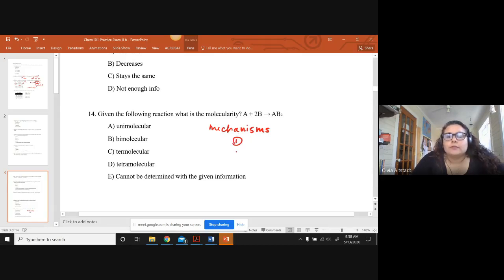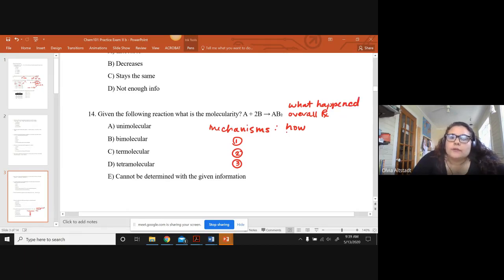So it happens in 1, 2, maybe 3 steps. These are the steps that a reaction will follow until it's done. Now, if you just have the overall reaction, this is a summary of everything that happened from steps 1, 2, 3, 4, however many steps that mechanism has. Okay, this answers how the reaction happened. This is just telling you what happened.